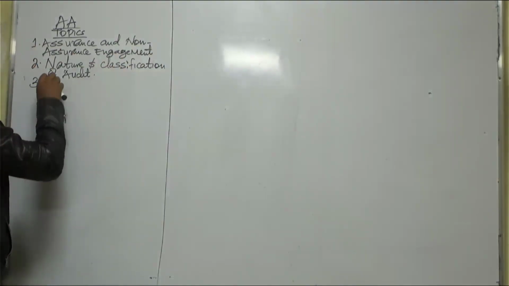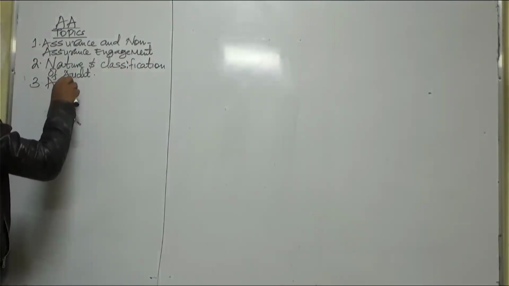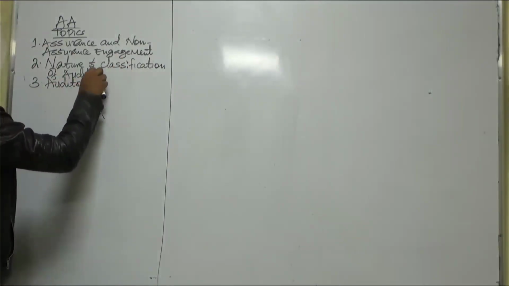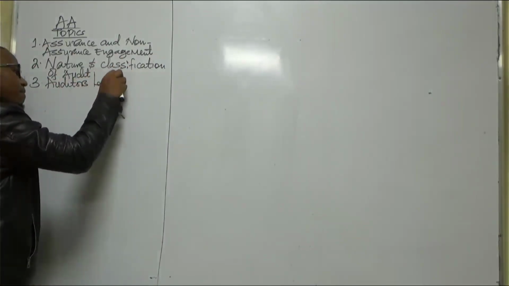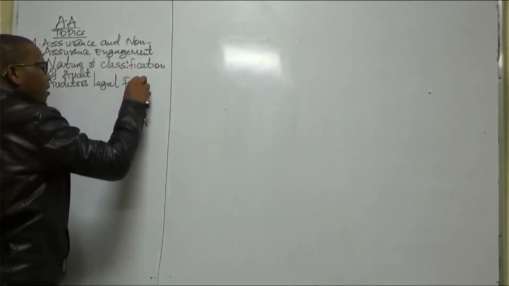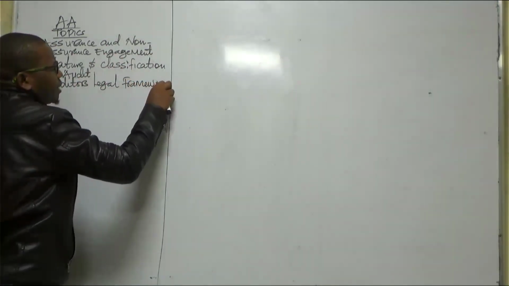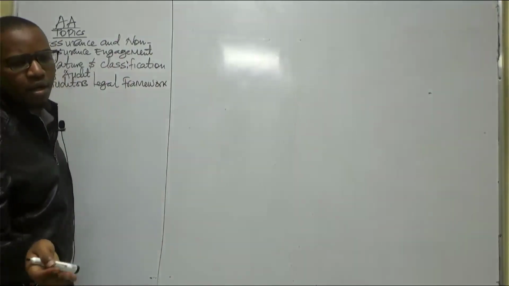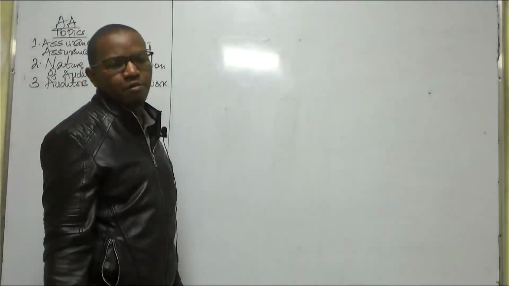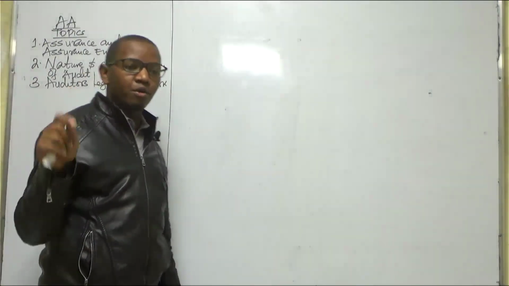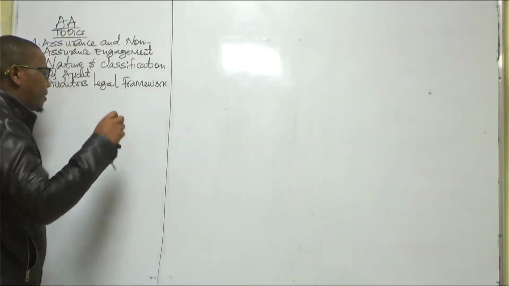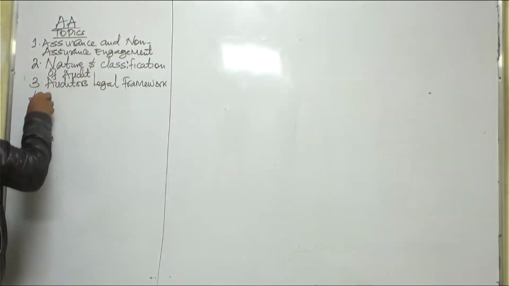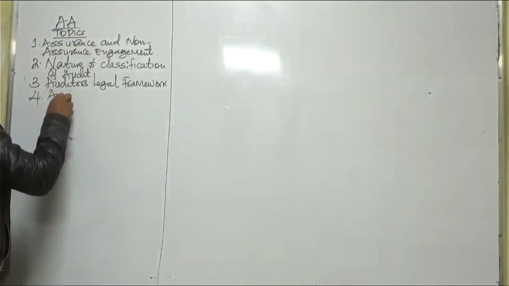Number 3, we'll talk about the auditor's legal framework. Generally, here is how an auditor is appointed, how an auditor can vacate the office, and how the auditor is legally liable. Number 4, we'll talk about the auditor's provisional framework.